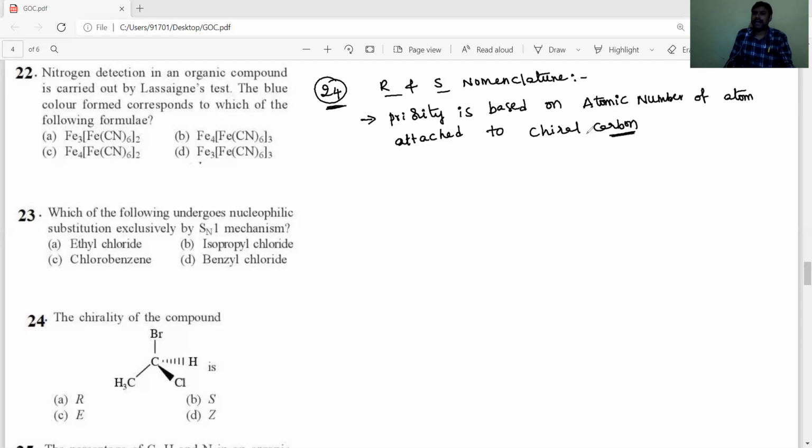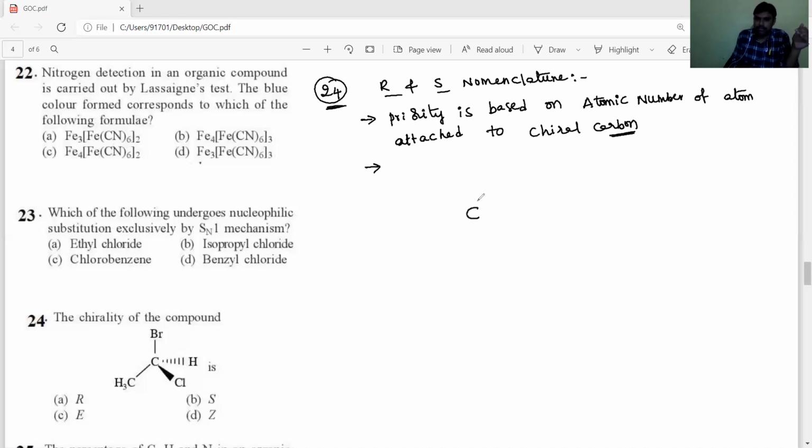Okay students, if the priority is in a clockwise direction, then it is R, and anti-clockwise direction it is S. The least priority group should be in the fourth position, in the backside. Thick and dotted lines indicate front and back. One group is in front and one group is at the back, and the remaining normal single lines indicate the atoms present on the plane.